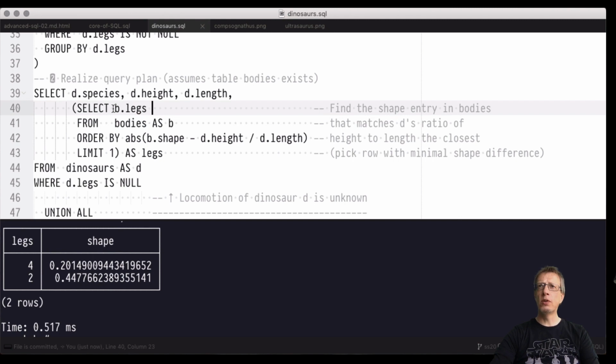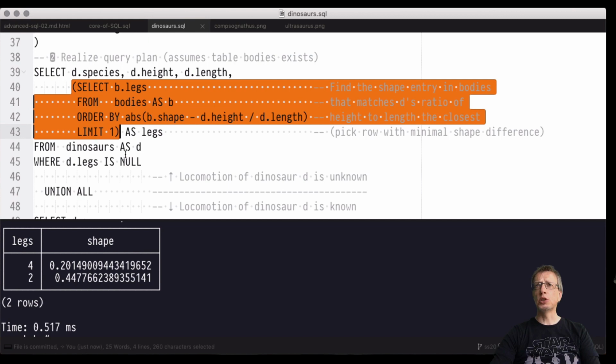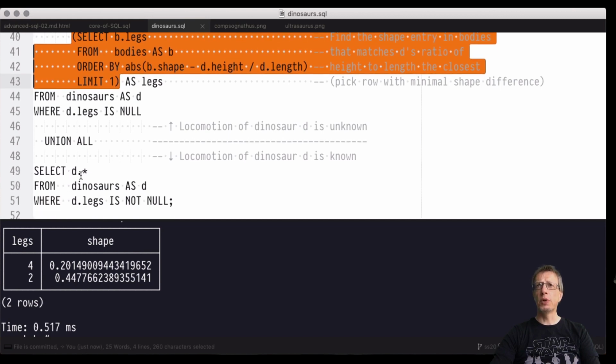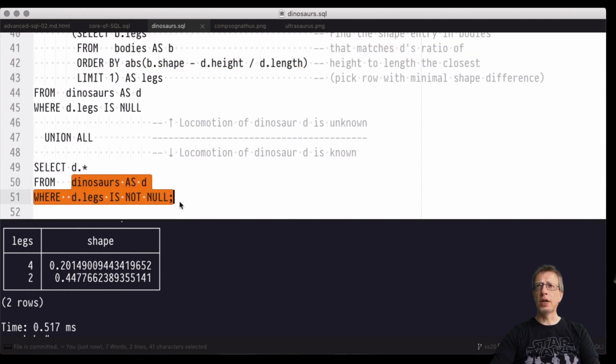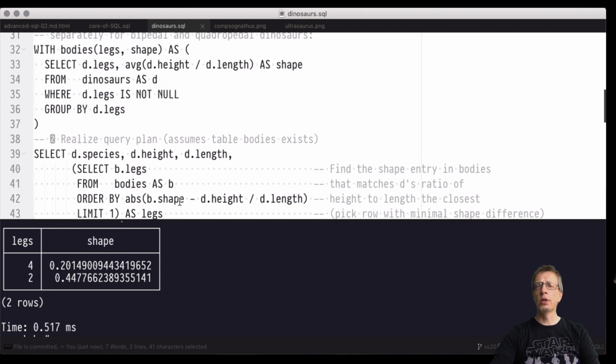So this will produce a single column table, and it will produce a single row table. And this is exactly what we need for a scalar subquery. All of this will be converted into a scalar, the number of legs for our dinosaur D, and yeah, we can just union that with the information of the dinosaurs D for which information is known. This will be the entire implementation of our plan and the answer to our query.